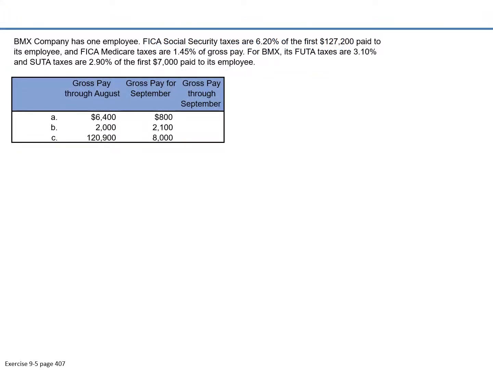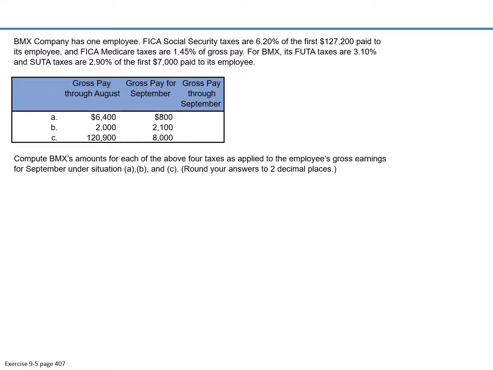So BMX Company has 1 employee. FICA is 6.2% of the first $127,200 paid to its employee, and the FICA Medicare taxes are 1.45%. For BMX, its FUTA taxes are 3.1%. Its SUTA taxes are 2.9% of the first $7,000 paid to its employee. So what they're asking us to do is to compute each of the above 4 taxes as applied to the employee's gross earnings for September under situations A, B, and C.